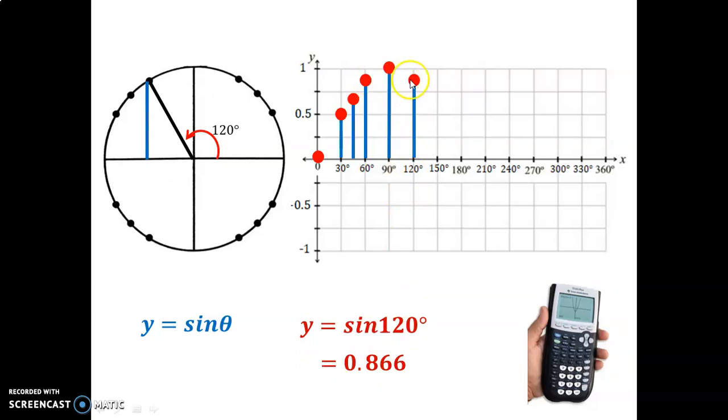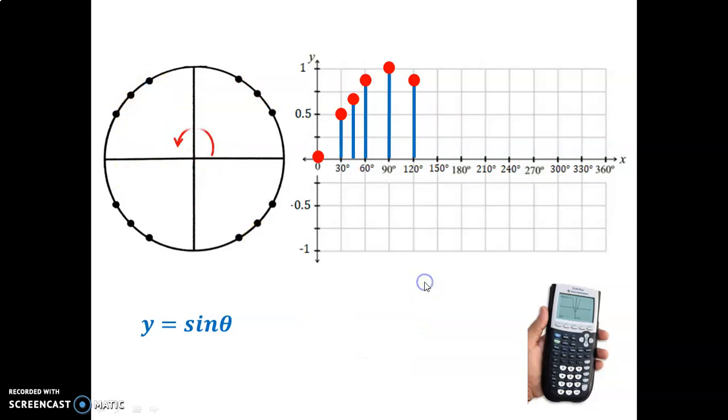Notice it's the same as what we had at 60. That makes sense because at 60, we're in the same place, because this angle now is 60, because this makes 180. Halfway around the circle is 180. So this is 60. We're in the same place if we had 60 on this side. So 0.866 is our height there. Okay, next one. Let's try an angle of 150.